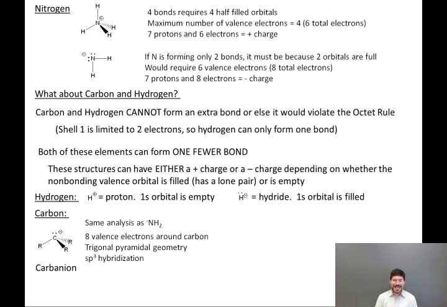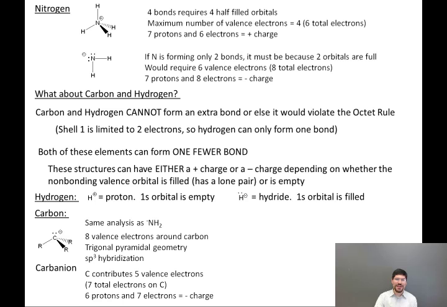Therefore, this structure must have trigonal pyramidal geometry. There's 4 electron pairs, but only 3 groups bound to it, and sp3 hybridization. The carbon contributes 5 valence electrons, 2 in the lone pair and 1 in each of the 3 bonds. Add in the 2 1s electrons, and there are 7 total electrons on carbon. 6 protons, what it means to be a carbon, and 7 electrons means you need to put a negative charge on it.